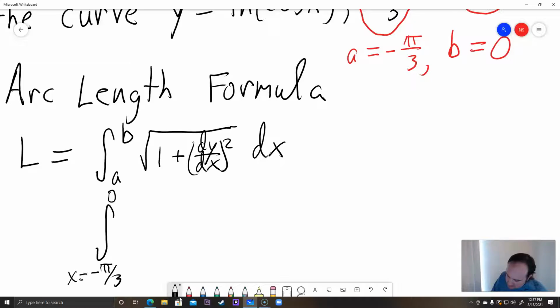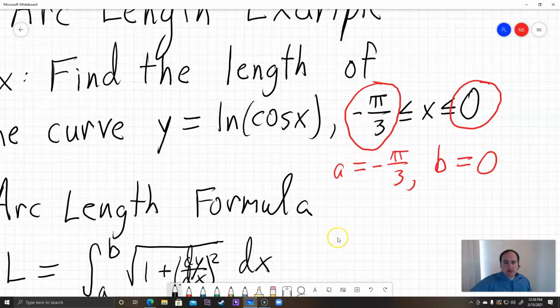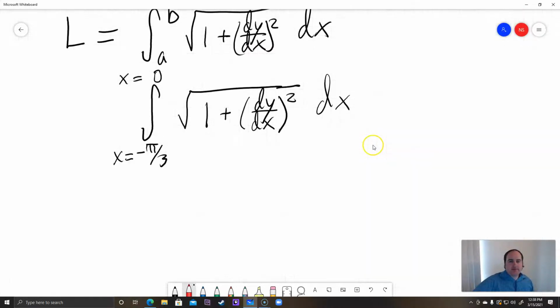So that's x equals negative pi over 3 to x equals 0 of the square root of 1 plus dy/dx quantity squared, dx. Okay, so what we're going to do first is find dy/dx. That's our first step here. We're using y equals ln of cosine of x. So our first step is just to find dy/dx.